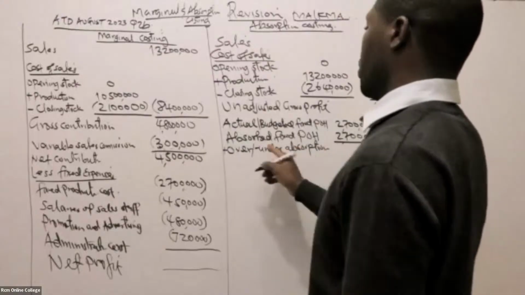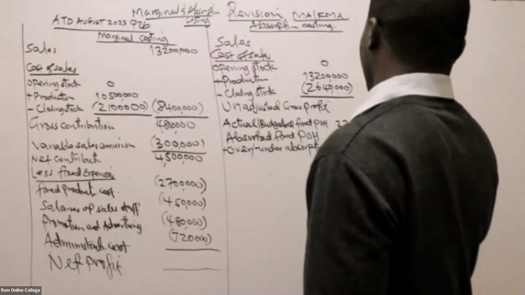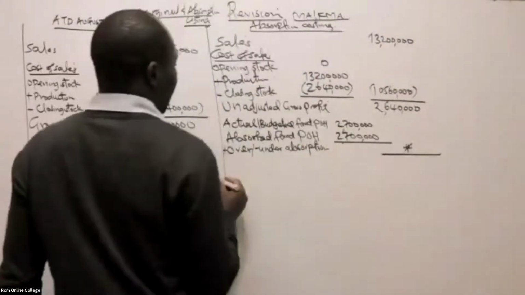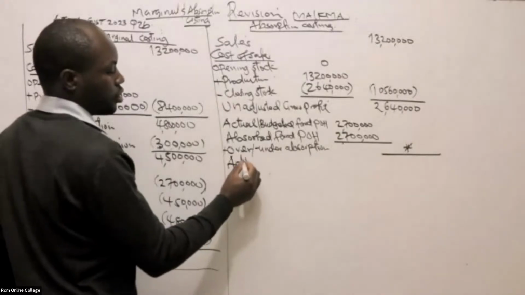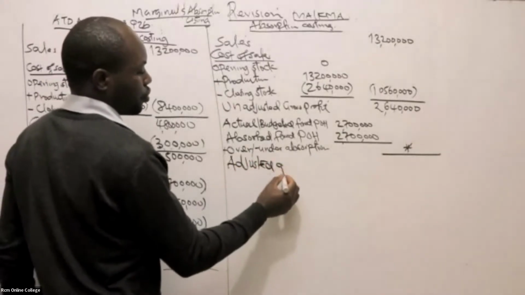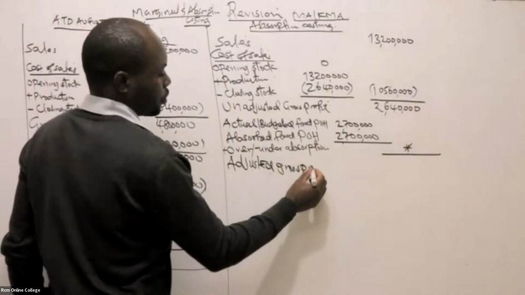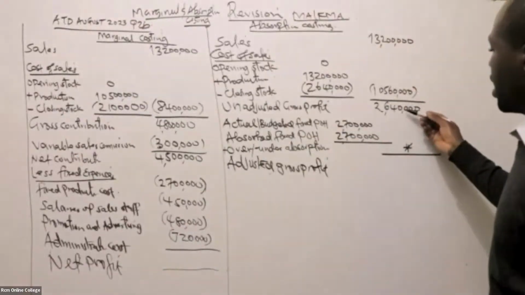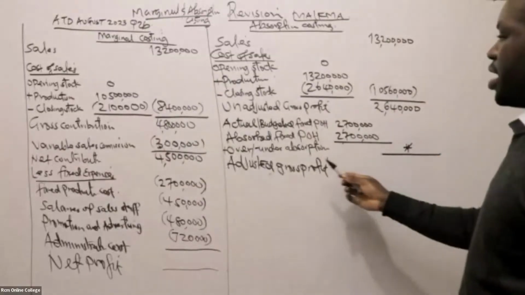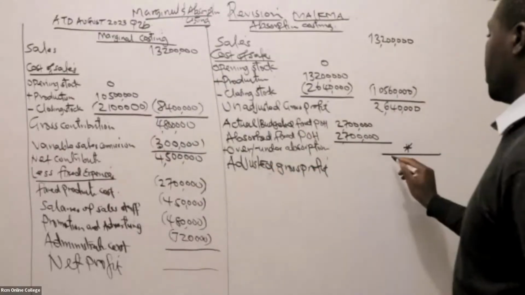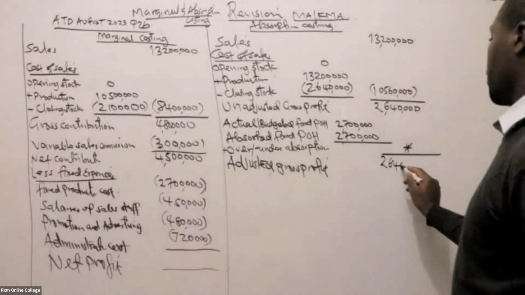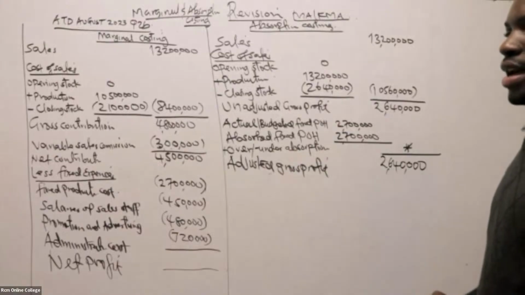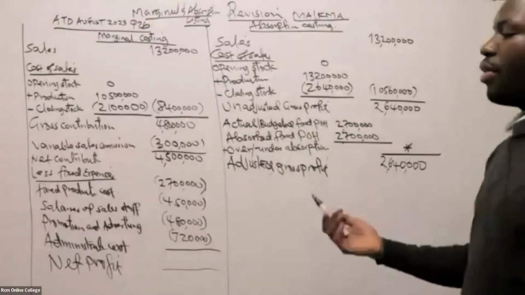You can see we don't have it. So what do we need to do? We just need to drop it down here and talk about now adjusted gross profit. Adjusted gross profit, this one here, plus or minus what you'll be having here, depending on the answer you have, will give us the same figure, 2640. Good.